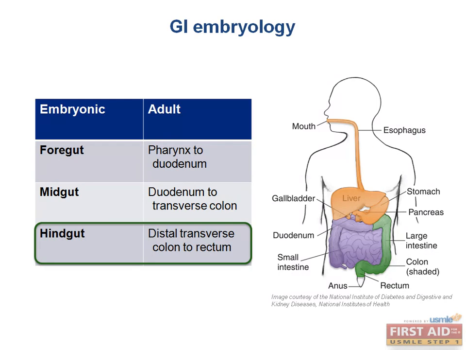learn them once. At week 6, the midgut undergoes rapid growth and herniates through the umbilical ring, since the fetus cannot yet accommodate the size of the midgut. At week 10, the abdominal cavity enlarges and the midgut is able to return. But when it does this, it rotates 270 degrees around the superior mesenteric artery. The GI organs are now in their adult positions, which you can see here on the right.